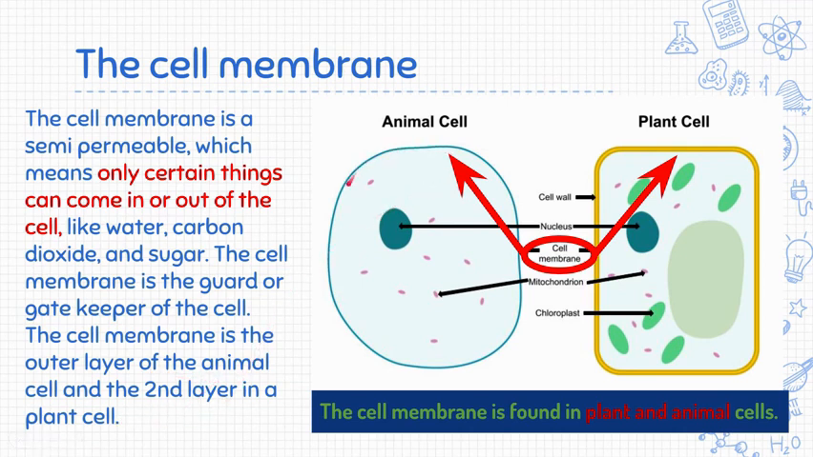So here we can see the cell membrane in our animal cell. It is just this outer layer. Whereas in the plant cell, it's this inner membrane, this inner layer. So cell membrane is found in both plant and animal cells. In fact, every cell has a cell membrane. It's so all the components don't fall out.